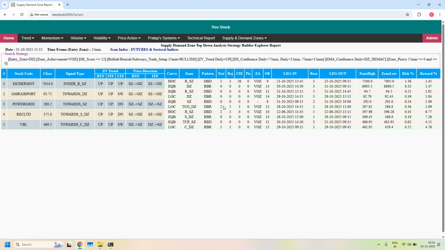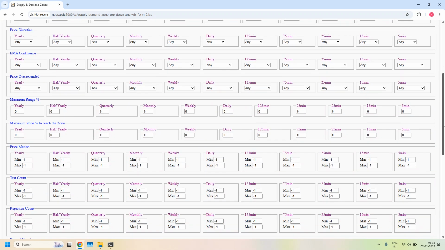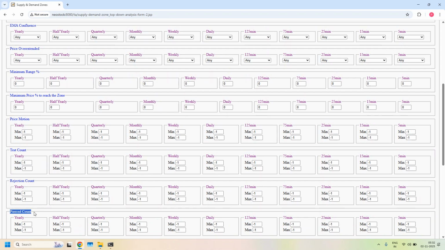Okay, next, bearish trade setup for daily income trade. The changes are: 15 minutes entry time frame zone, supply zone, bullish or bearish at the 15 minute time frame. I am selecting bearish. Zone achievement violated, opposing zone, minimum odd enhancer score 12, and this 15 minute supply zone should not be pierced. So in the pierced count parameter at the 15 minute time frame, I am selecting minimum value 0, maximum value 0. So the 15 minute supply zone should not be pierced.